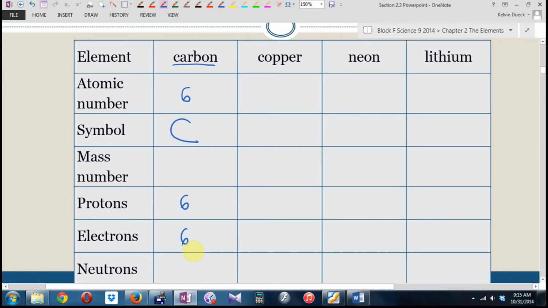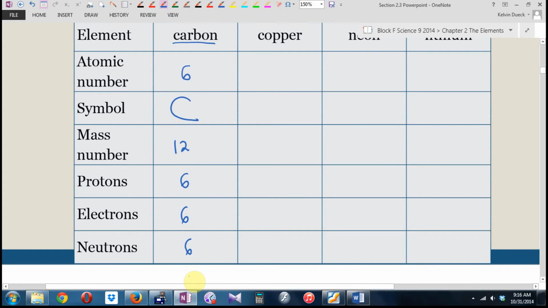What's its mass number? 12.0. So we'll just round off. We'll go 12. How many neutrons does it have then? 12, take away 6. 6. So this one has the same number of neutrons as protons. That usually won't be the case. It will be near the top of the periodic table, but as soon as you get more complicated, you often have more neutrons than protons. Okay.